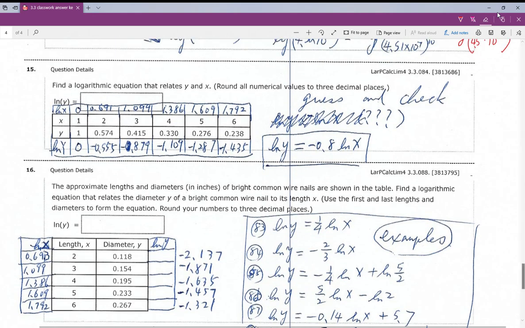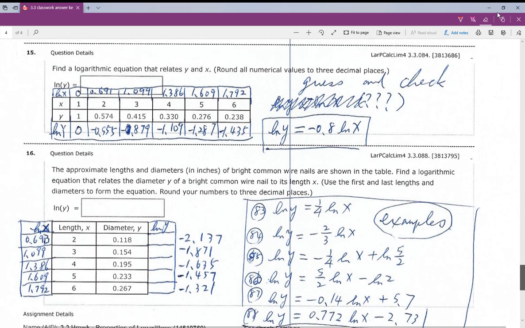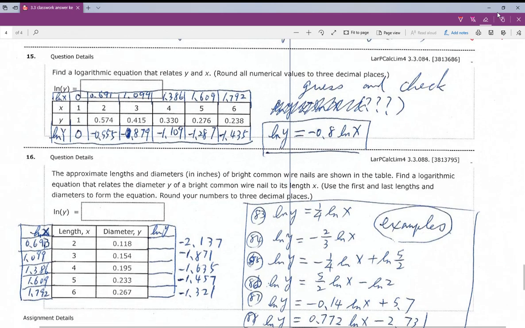Now these 2 questions, I don't think it's easy for you. You don't need to really do it, but I need to explain for you. This number 15 and 16, just guess and check. Okay, you find out. They give you x and y, and then you find out what ln(x) is. You just ln1, ln2, ln3. You find ln(x) and find ln(y). After you find that, then you try to find the relationship between these two.